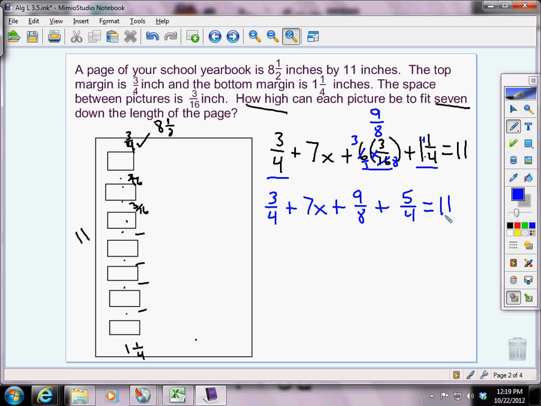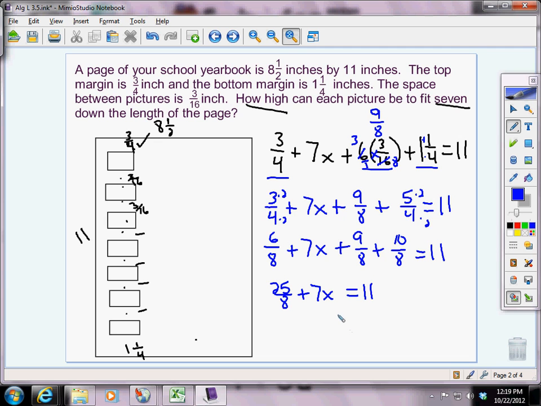Now we're getting closer. Now we need a common denominator. Again, we're not going to focus on our 7x yet because that's not a like term. 4, 8, and 4, well, a common denominator would be 8. So 3 times 2 is 6 over 8, plus 7x, plus 9/8, plus, again, times 2 on top and bottom, 10/8. Whew. Now we're there. 6 plus 9 is 15, plus 10 is 25/8, plus 7x, has to equal 11.